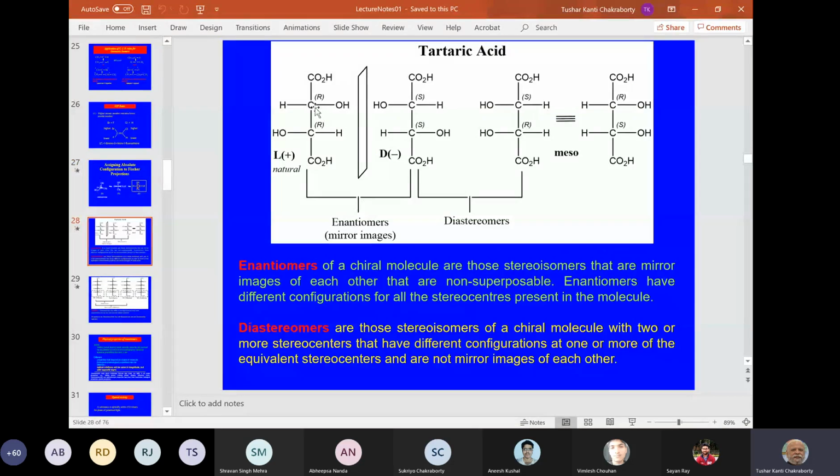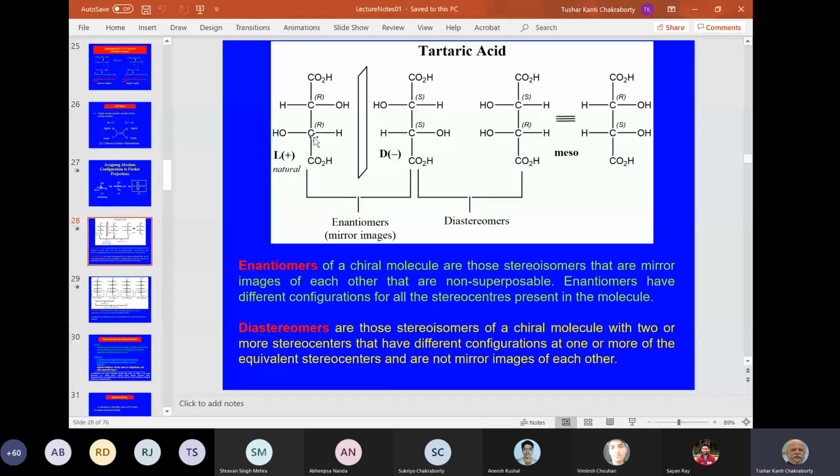For example, here. Now I'm not rotating or doing anything. I have gone from oxygen, which is the highest priority. This is the second. And this whole portion is the third priority. So 1, 2, and 3. Now forget about the hydrogen. So you are going in an anti-clockwise fashion. So this is R. Yes, stereochemistry in the Fischer projection.